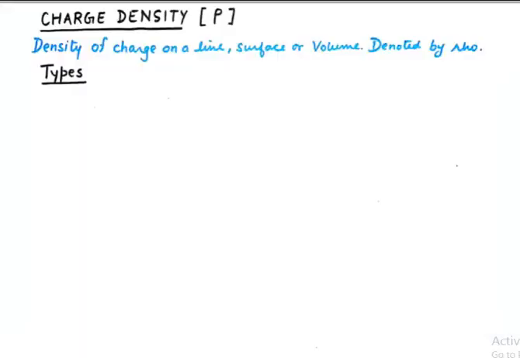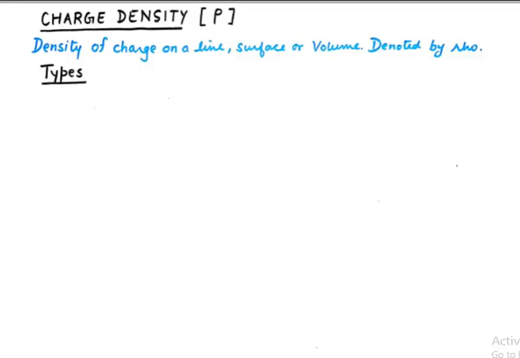Charge density is the density of charge on a line or a surface or a volume, and it is denoted by this symbol rho. The understanding of charge density is not that tough, but the representation of charge density in terms of the line, surface and volume in integral is something that we need to take care of while solving a lot of numericals and while interpreting the real world scenarios.